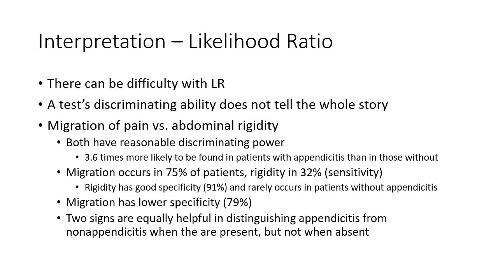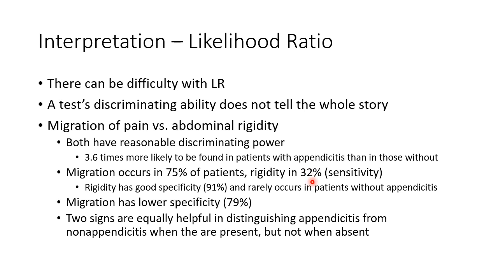So, like I mentioned here with the test discrimination ability, it doesn't tell the whole story with just a likelihood ratio. For instance, if you're looking at migration of pain versus abdominal rigidity, both of them have a pretty good discriminating factor here, right? So again, 3.6 times more likely to be found in those that have appendicitis versus those that don't. However, migration was occurring in 75% of patients and rigidity only in 32% of patients.